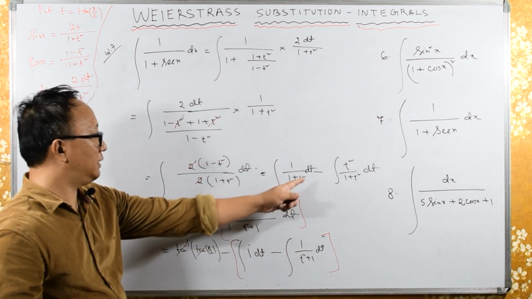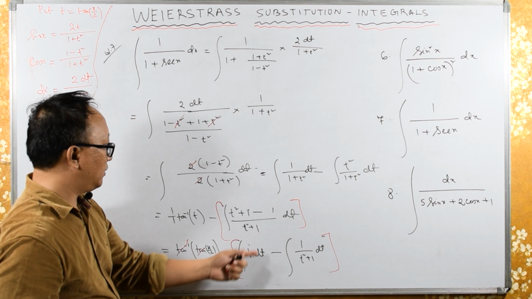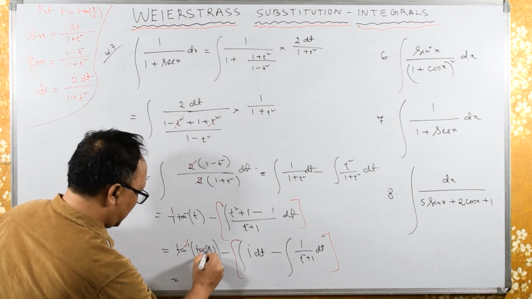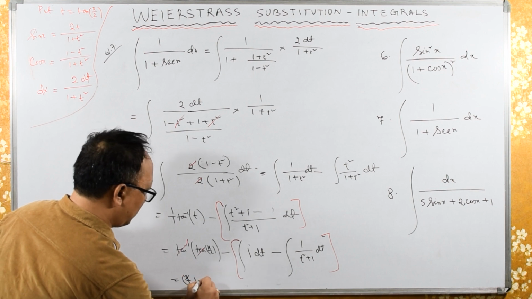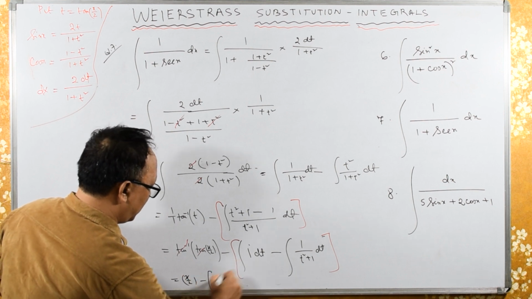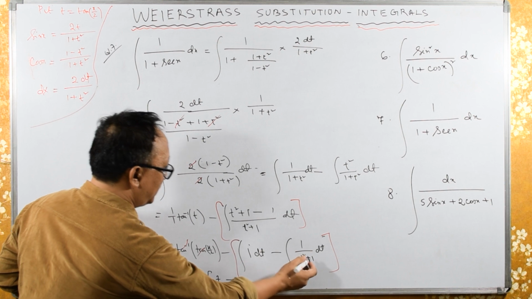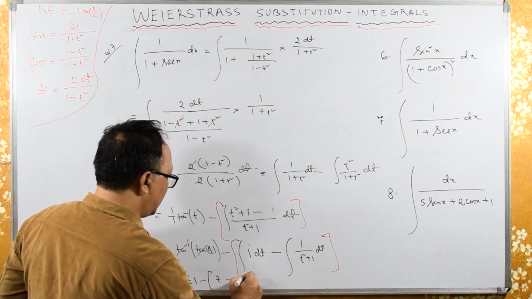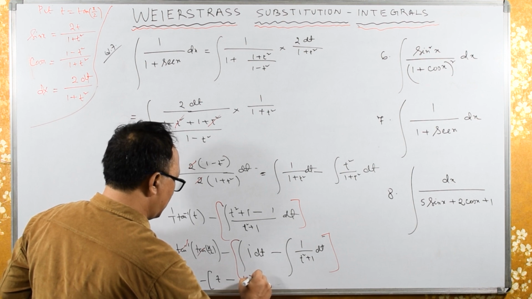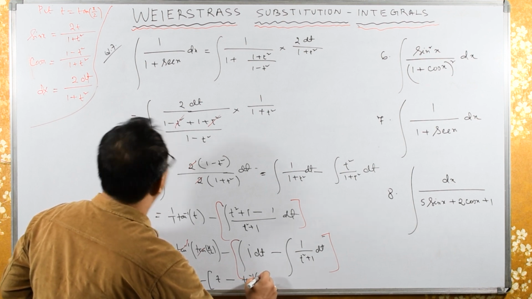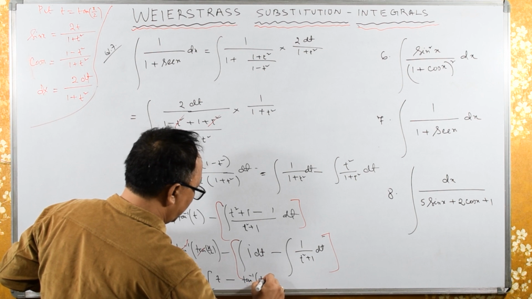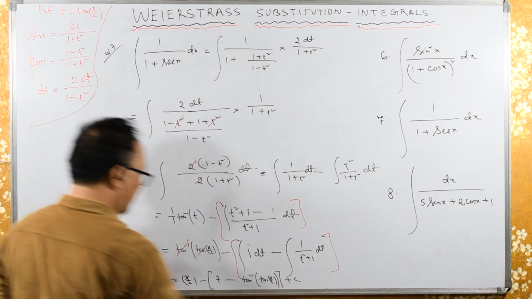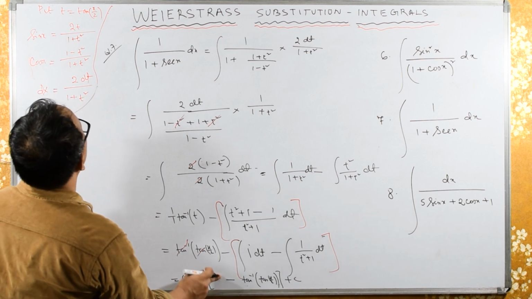This is same as what? t square plus 1 is what? Here this one. Okay, therefore this is same as x by 2 minus, here we'll have t minus, here this is what? 1 upon a means what? We'll have 1 upon 1 tan inverse t. Okay, what is t? Tan x by 2 plus c. Okay, and what is t? t is what? Tan x by 2.